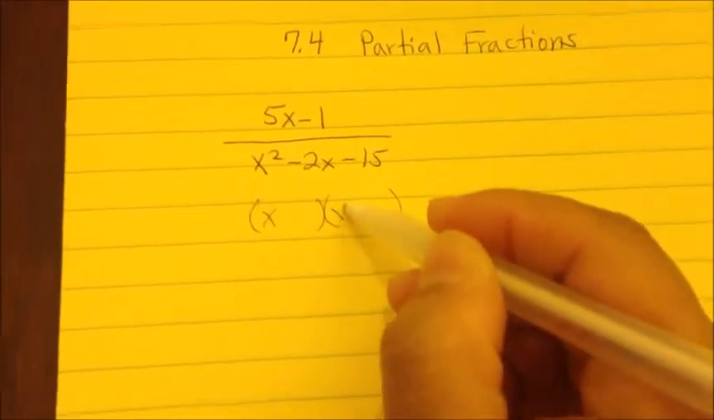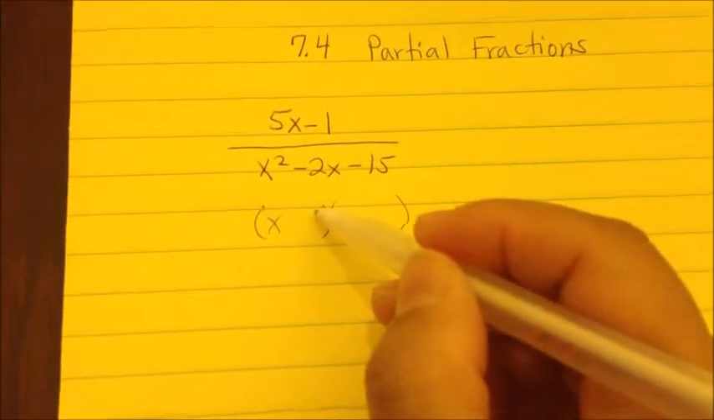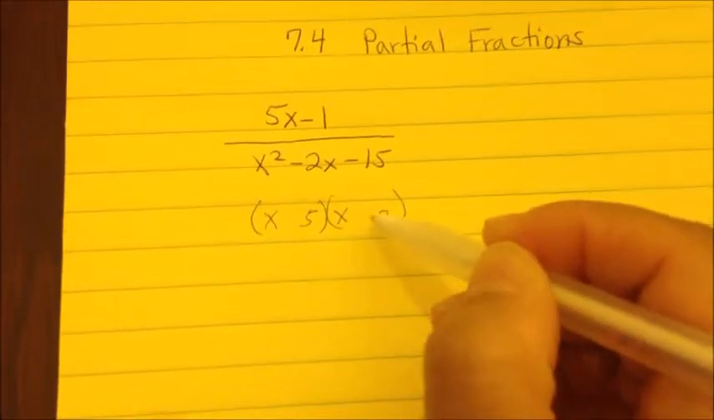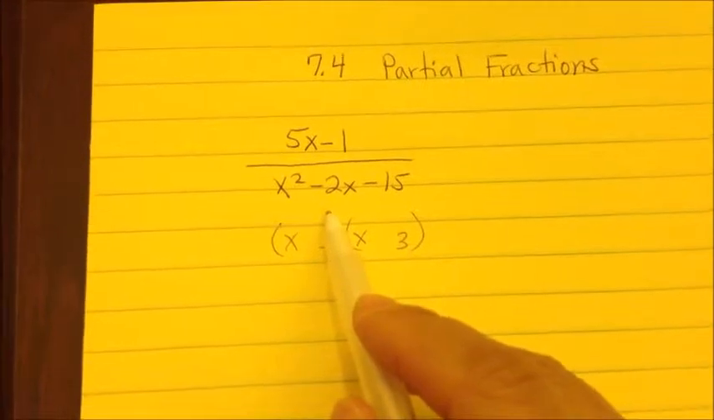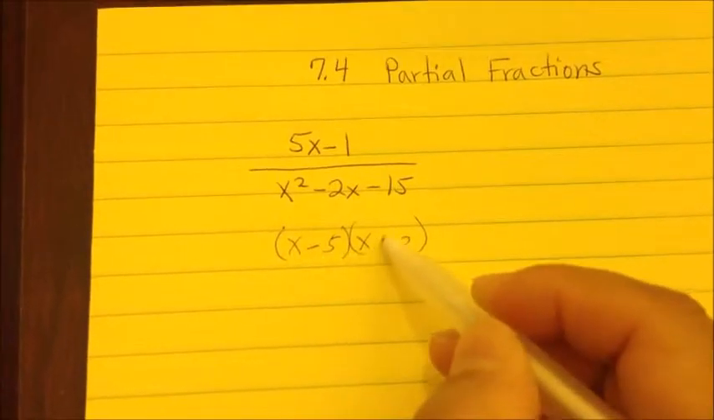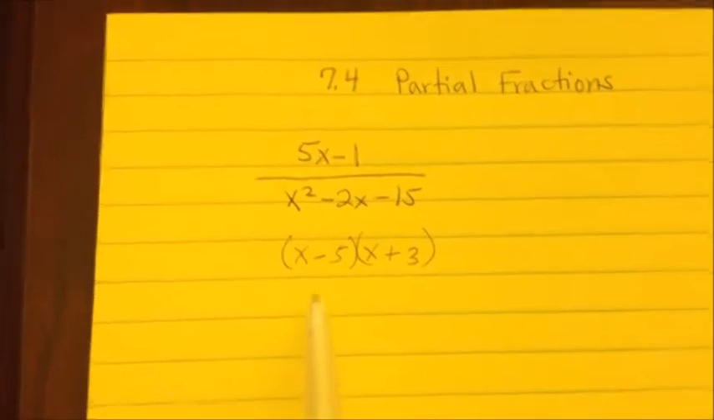So then I have an x and an x right there. The multiplication of 15 is going to be 5 times 3, and then to get a negative 2 in the middle, I go negative 5 and positive 3 like that. Now let's just check it.